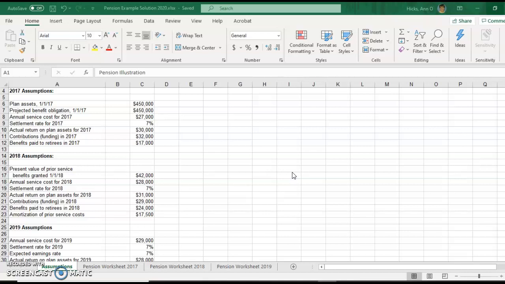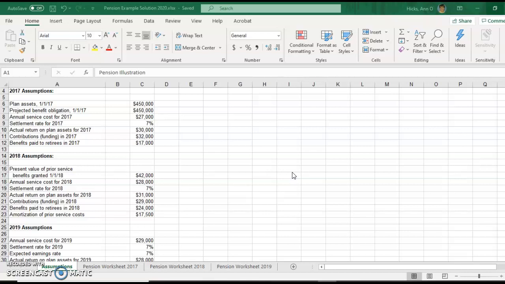So remembering, the plan assets represent everything that has been contributed into the plan heretofore, plus any earnings. And the projected benefit obligation is the obligation we have to pay out should the plan end today and we have to pay everybody.